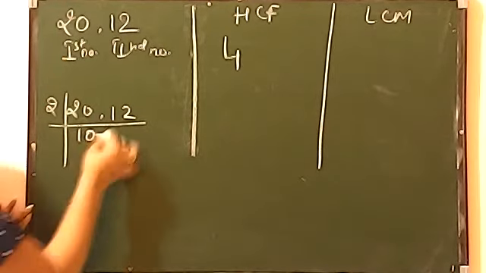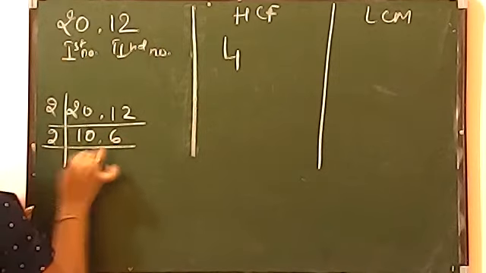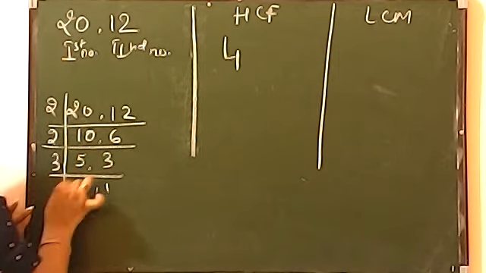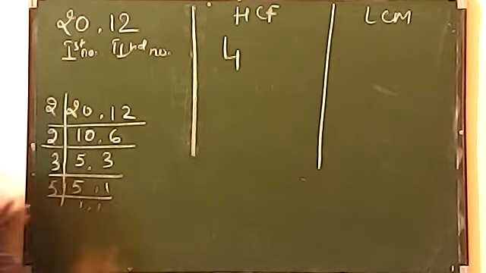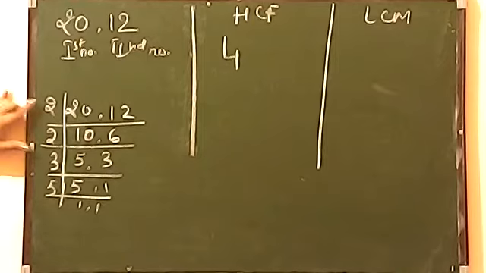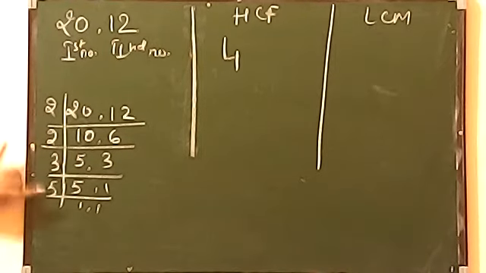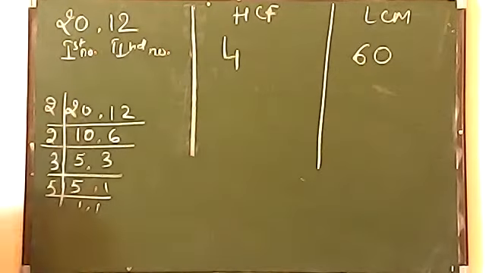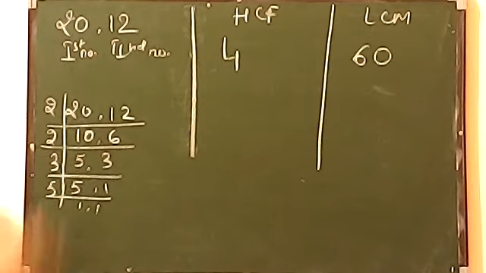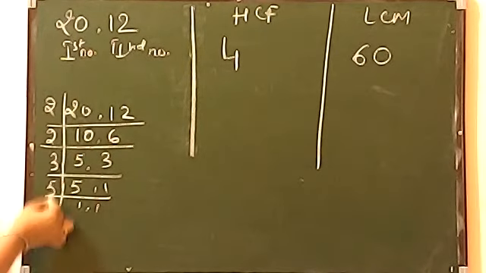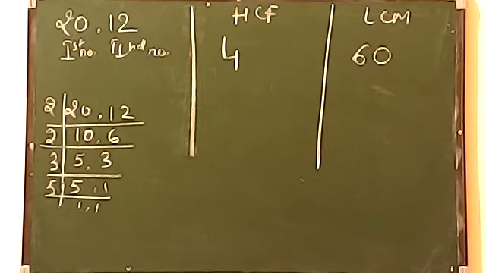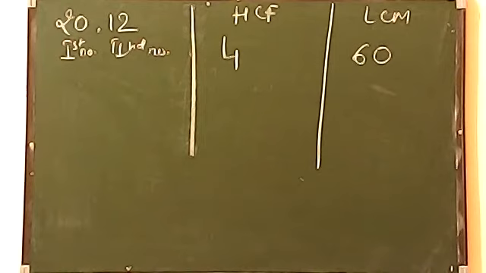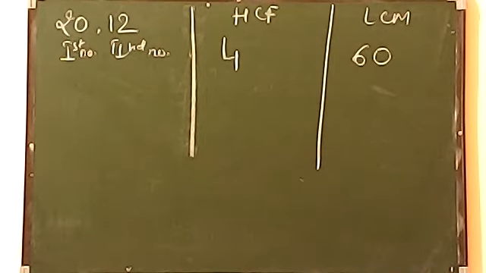2, here 10, here 6, again 2, here 5, here 3, now 3, and then the last one is 5. Let us see what is coming as LCM. 2 2s are 4, 4 3s are 12, and 12 5s are 60. Now the LCM is coming 60 and the SCF is coming 4, as you all can see I have written.